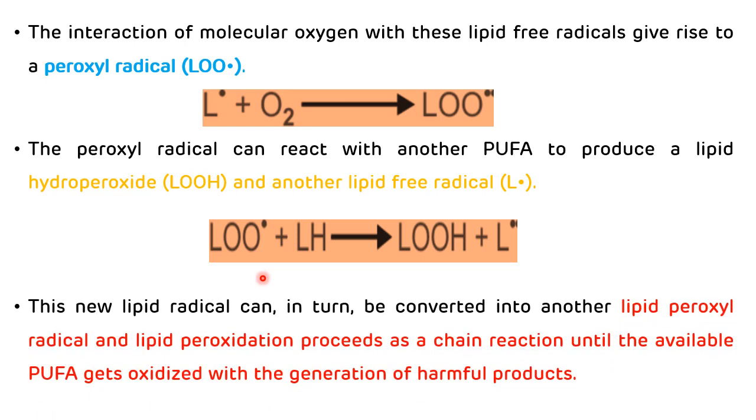And this new lipid radical can in turn be converted into another lipid peroxyl radical, and lipid peroxidation proceeds as a chain reaction until the available polyunsaturated fatty acid gets oxidized with the generation of harmful products, and it is the termination of lipid peroxidation. So this is about the three phases of lipid peroxidation, that is initiation, propagation and termination.